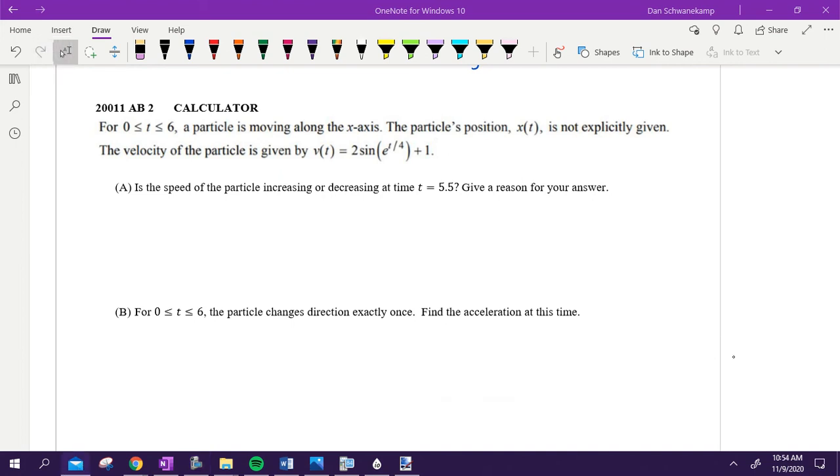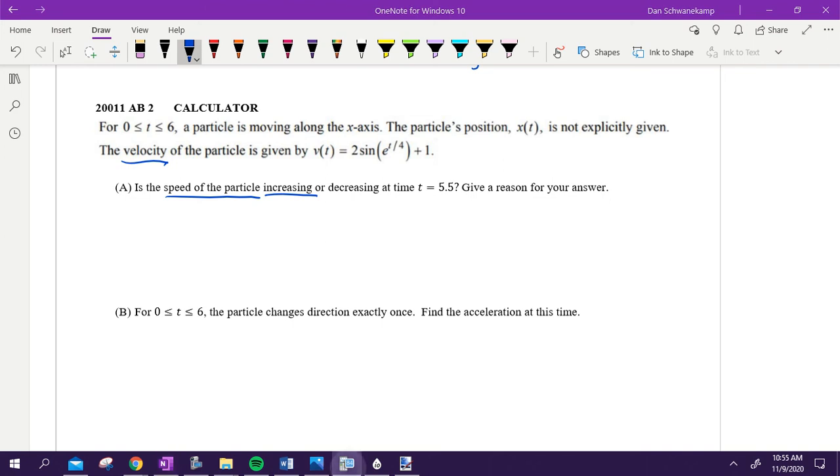So we're given velocity. They're asking about the speed of the particle. As soon as you read speed of the particle, especially speed increasing, decreasing, speeding up or slowing down, what 2 things do I need to examine? Velocity and acceleration. So to answer this question, I need to know V at 5.5 and A at 5.5.